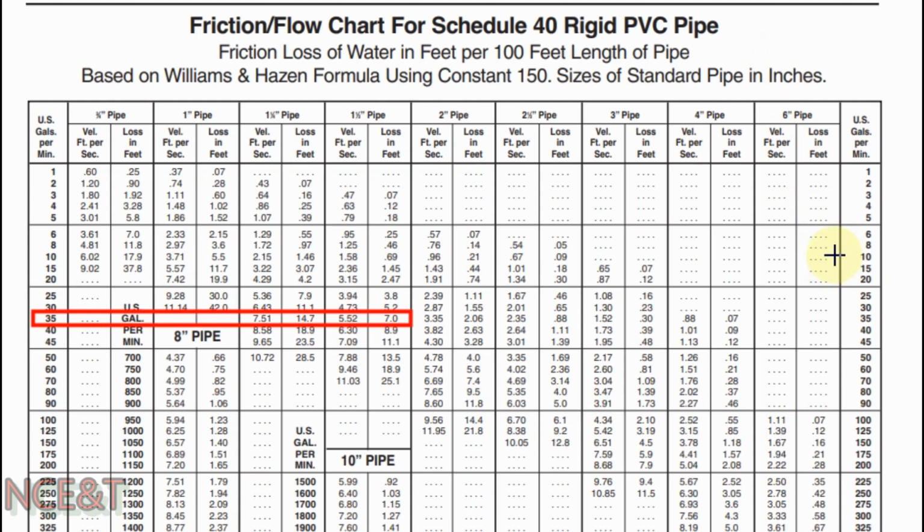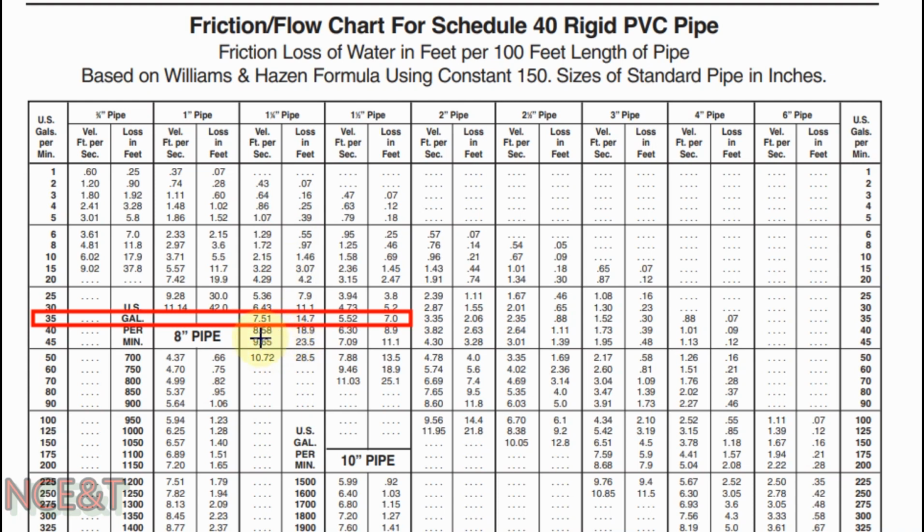If we are using schedule 40 PVC pipe to transfer water from the pump to the water tank on the roof, and we have already calculated the GPM required, which is 35, then we will see the pipe size from this hydraulic table. If we see the pipe size 1¼ inch, then we see the velocity is 7.51 and the loss in feet is 14.7.